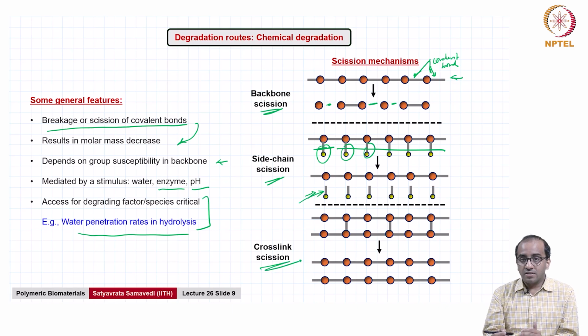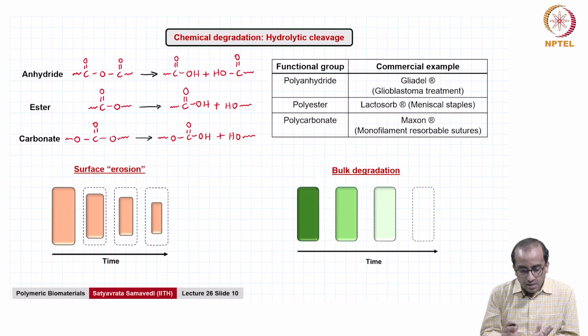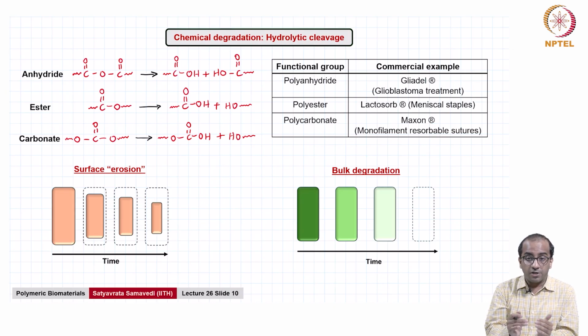That is one example of a side chain scission. You can also have cross-link scission, as we have seen. You can engineer, for example, these cross-links to be degradable, such that the backbone itself, while it does not really come apart, it is the cross-links that break, leading to the chains coming apart from each other. So, at least 3 different ways to think about scission mechanisms. One specific type of chemical degradation that becomes important is hydrolytic cleavage. And just shown here are 3 different aspects or 3 different functional groups for hydrolytic cleavage.